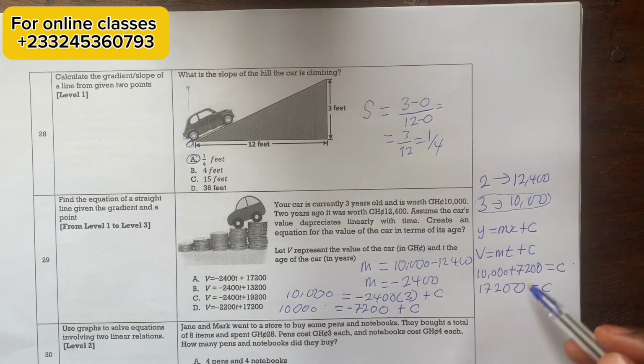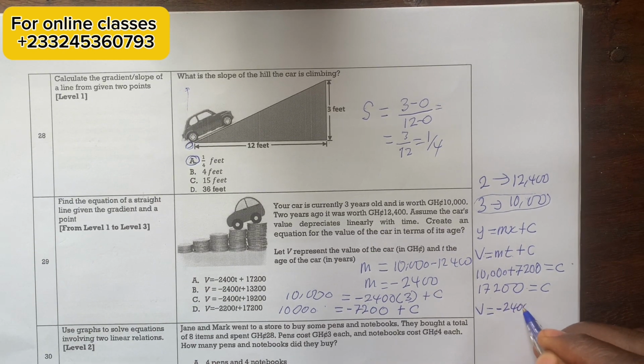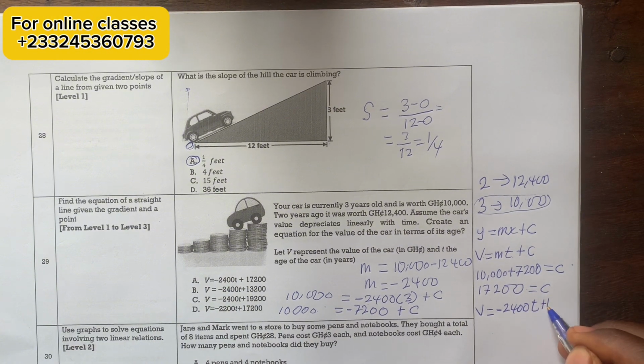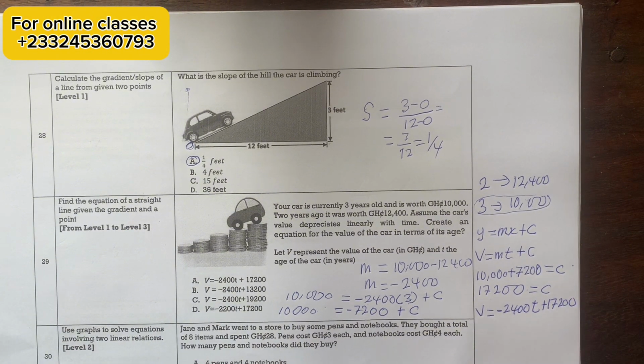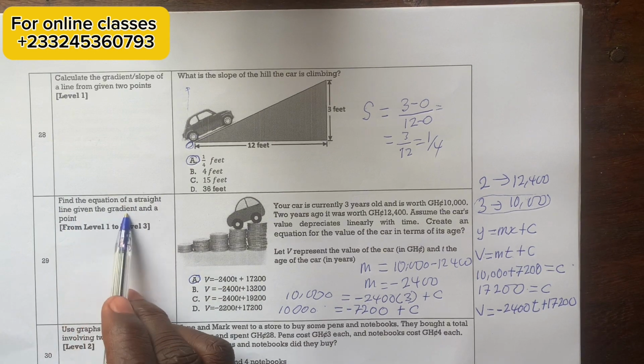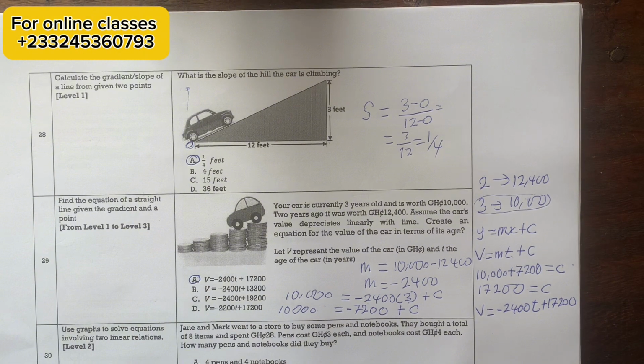So you're going to put in m and c. So we have V equals minus 2,400 t plus 17,200. So what is the correct option? I think it is A. So this is simply the equation of a straight line. Yes, you are supposed to find the equation of a straight line given the gradient and a point in a very simple way. So let's see the second one.